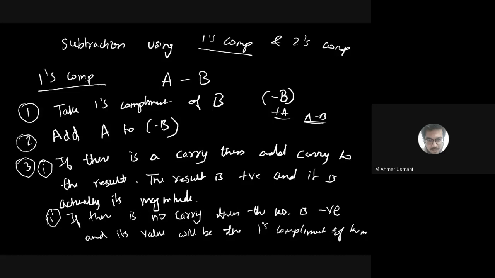Okay, so if in the result you get, there is no carry, that means that number is negative. First of all, that is the first conclusion. Second, that is not its actual value. In order to get its actual value, take its ones complement, and whatever value you get, that is now its actual value.